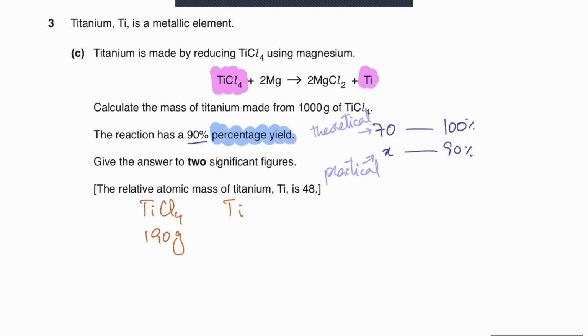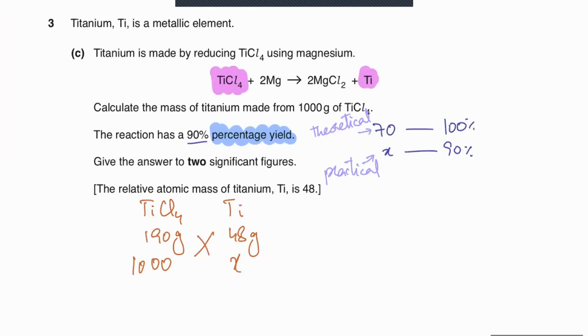That is 1 mole का mass. And titanium का 1 mole mass is 48 grams. So ये relation मिल गया. That 190 grams of this produces 48 grams of the other thing. And if I had 1,000 of this, I'll get X. And I can easily cross multiply them and get my answer.